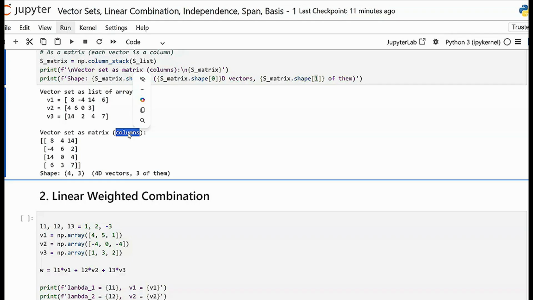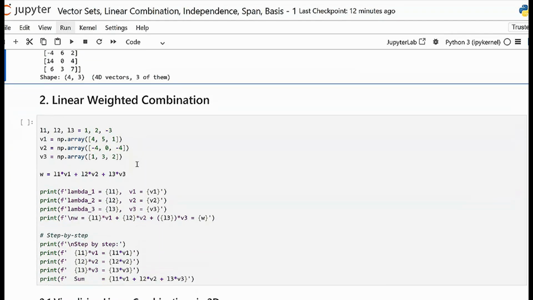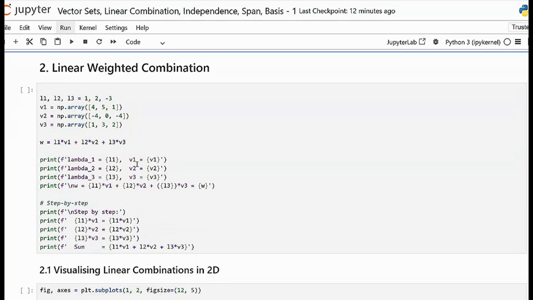Many formula and matrix operations expect this format. Using rows is also possible, but it often leads to confusion when we make use of transpose. So here we have just used column-wise, and it returned the print statement of the shape. Kindly observe, it is 4 rows and 3 columns, where the 4-dimensional vectors, with 3 of them, is exactly what we have resulted. Let me move on to linear weighted combination.